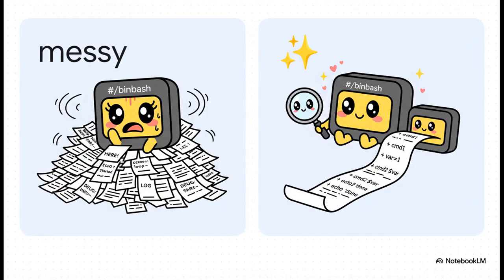You sprinkle dozens of echo statements everywhere just to see what's going on. It works, I guess, but it's so messy. The professional move is to use set -x right at the top. This little command automatically prints out each line of your script right before it runs, giving you this perfectly clean execution log. It's debugging made easy.